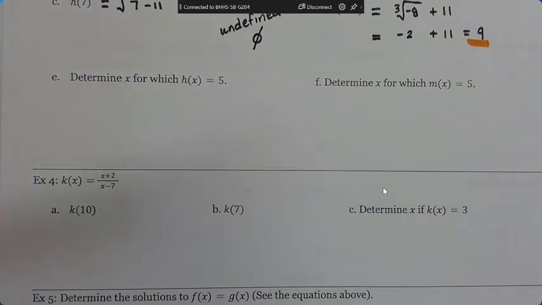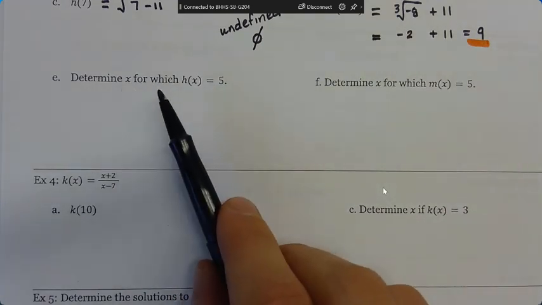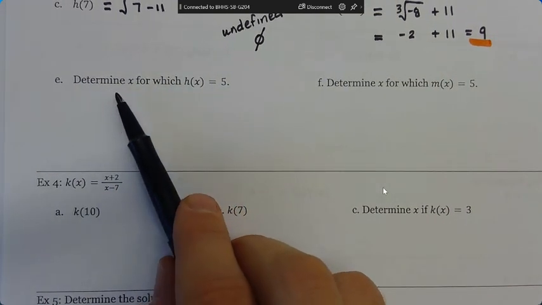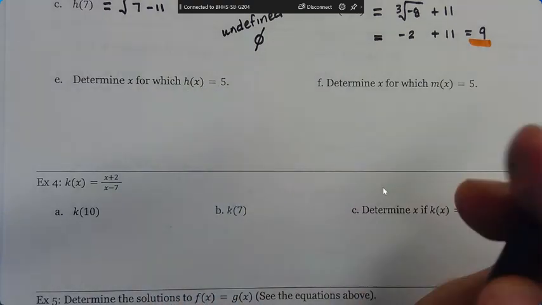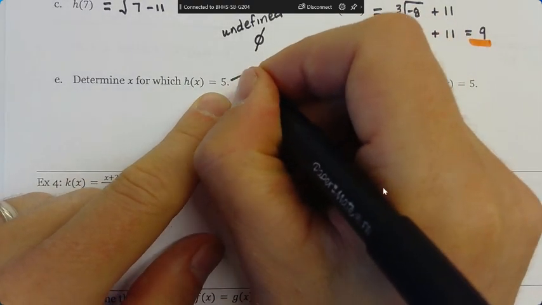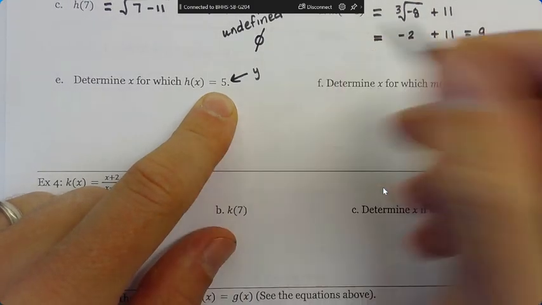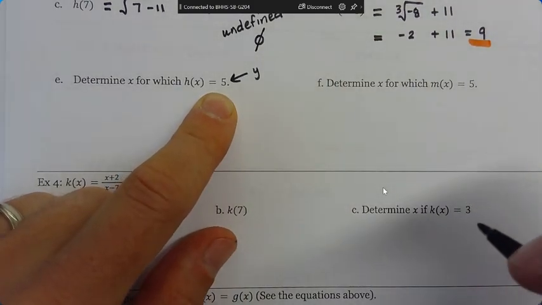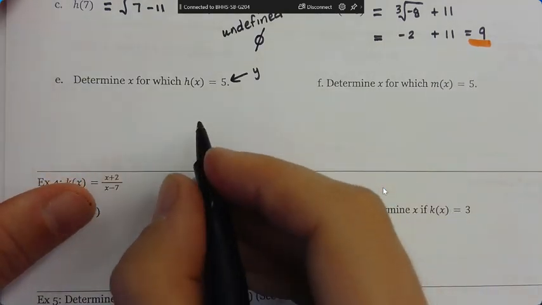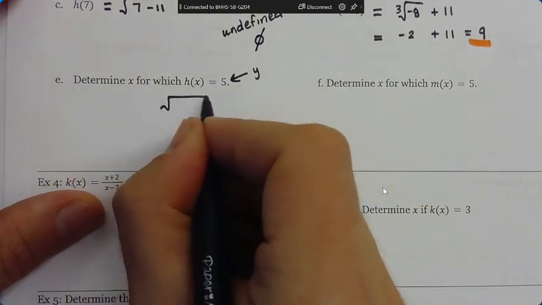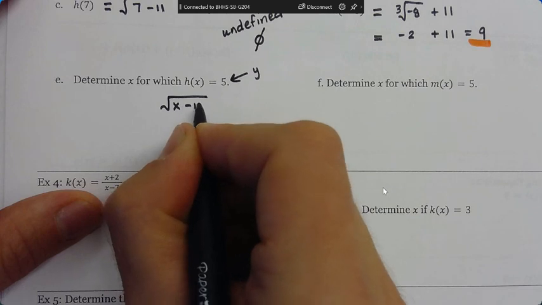Okay, moving along. Let's take a look at E. And Faisal, I'm coming to you for this one. It says determine x for which h of x is equal to 5. Faisal, is this an x value or a y value? That's a y value. Okay, and so if we want to find the x value, what do we need to do? You need to plug in the h of x expression and make it equal to 5. Okay, so we've got something that looks like this. I like that.